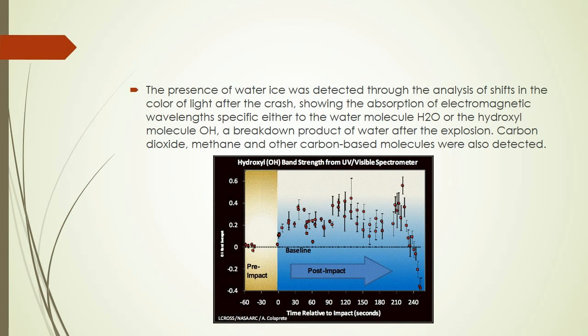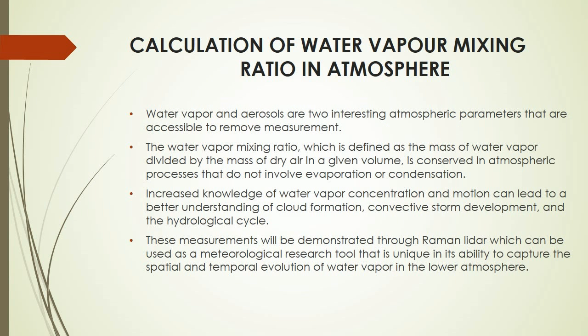The presence of water ice was detected through the analysis of shifts in the color of light after the crash, showing the absorption of electromagnetic wavelengths. Calculation of water-vapor mixing ratio in atmosphere. Water vapor and aerosols are two interesting atmospheric parameters that are accessible to remote measurement. The water-vapor mixing ratio, which is defined as the mass of water vapor divided by the mass of dry air in a given volume, is conserved in atmospheric processes that do not involve evaporation or condensation.